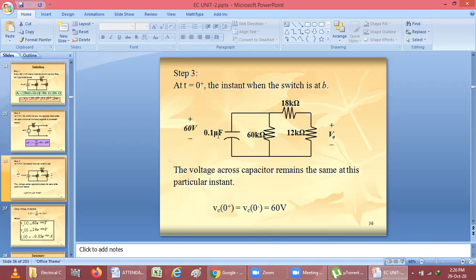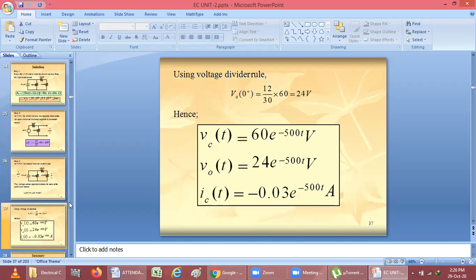We can consider again VC0 plus equal to VC0 minus, and that will be 60 volt. Now we can use the voltage divider rule again to calculate the voltage across this: 12 upon 12 plus 18, which is 30, into the total voltage, which is 60. You will get that voltage as 24 volt.